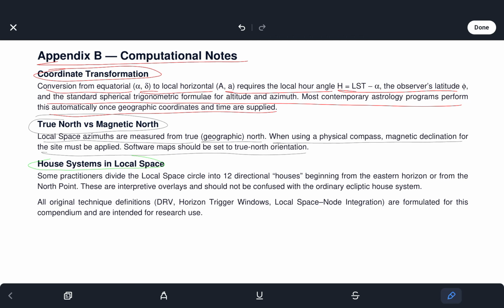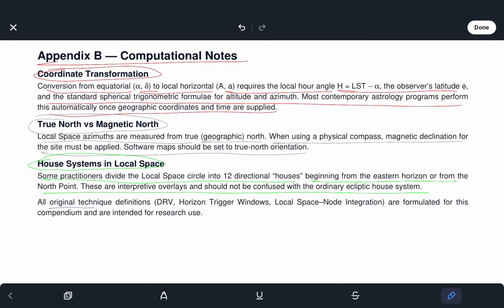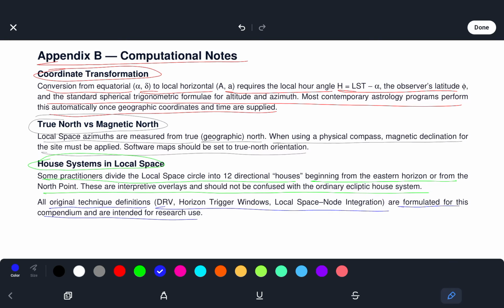House systems and local space. Some practitioners divide the local space circle into 12 directional houses beginning from the eastern horizon or from the north point. These are interpretive overlays and should not be confused with the ordinary ecliptic house system. All original technique definitions are formulated for this compendium and are intended for research use.